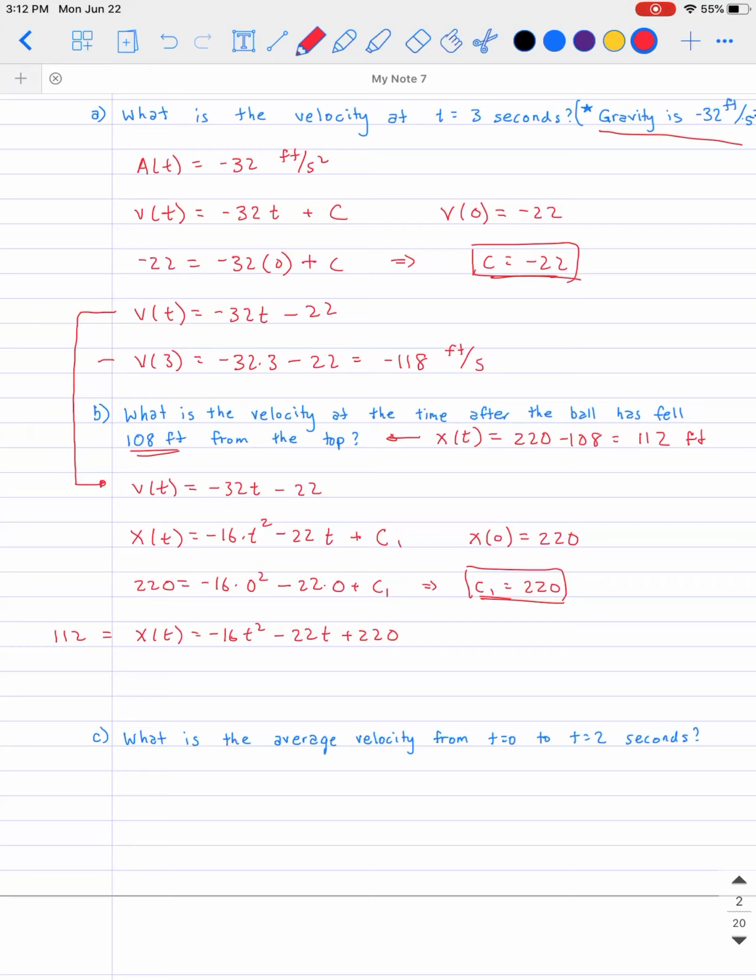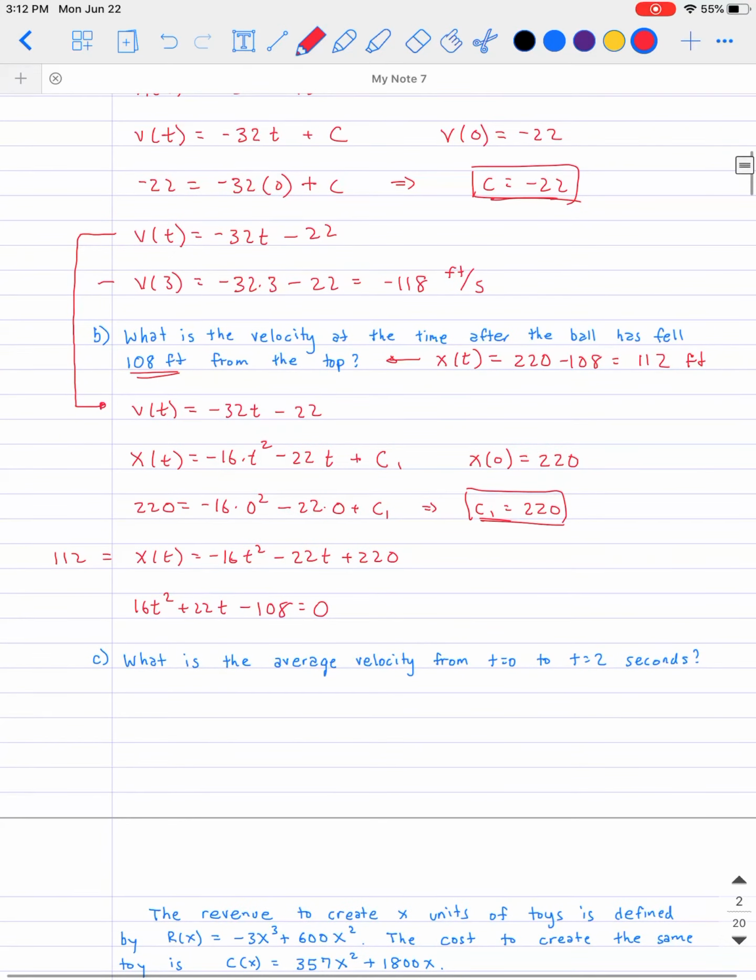Let me move everything to one side because this is a quadratic equation. So 16t squared plus 22t, and then we subtract 220, and that gives you negative 108 is equal to 0. From there, we use the quadratic formula to solve for this, or if you can factor it, you can do that too. But just to save you a little time, that gives you t is equal to 2. I'll save that algebra 2 part for you.